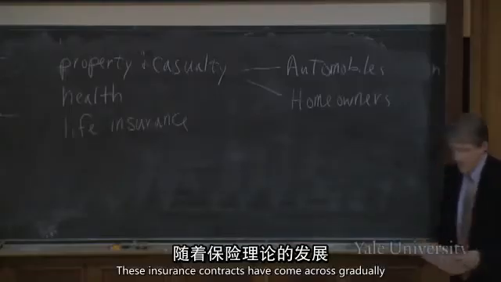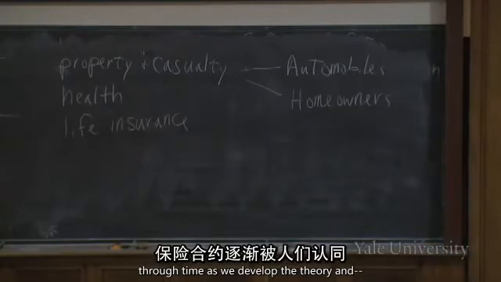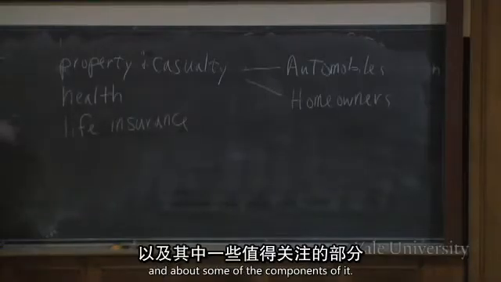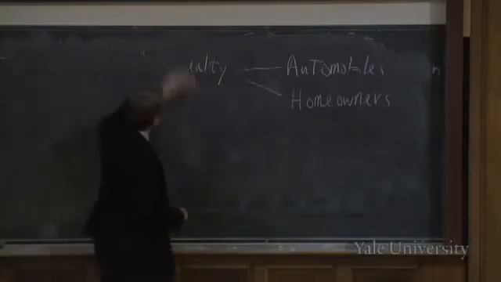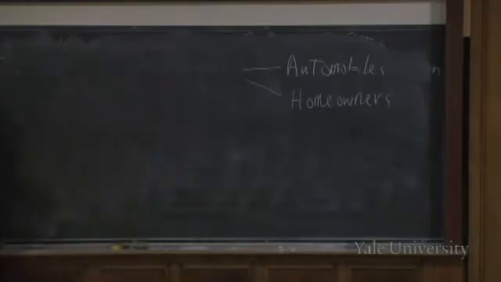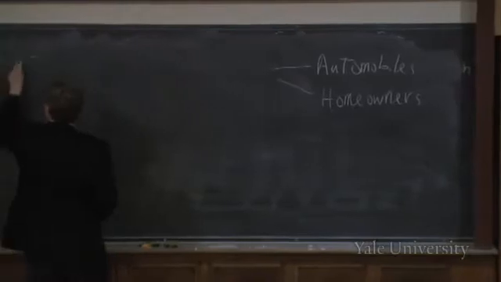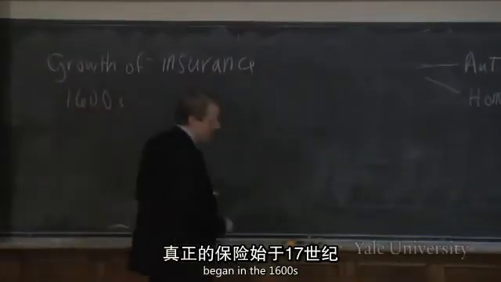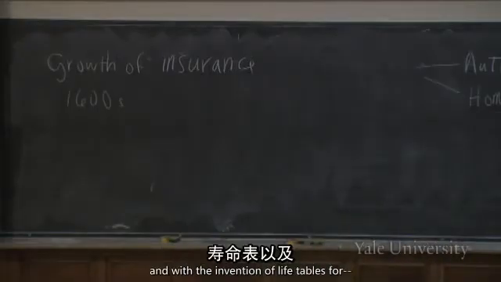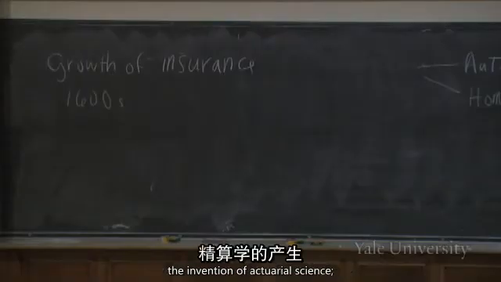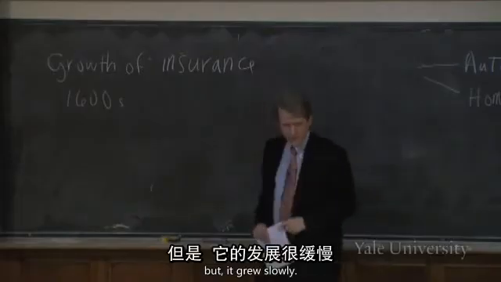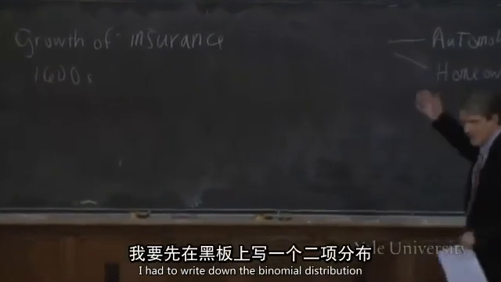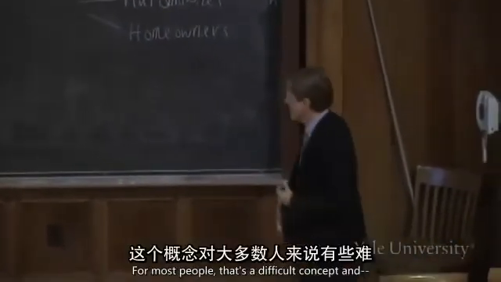So these insurance contracts have come across gradually through time as we develop the theory. And I'll talk about the growth of insurance and about some of the components of it. The real insurance industry, as I mentioned before, began in the 1600s with the invention of probability theory and with the invention of life tables, the invention of actuarial science. But it grew slowly. And I think the reason that it grew slowly was that insurance is a very sophisticated concept. In order to explain it, I had to write down the binomial distribution. For most people, that's a difficult concept.